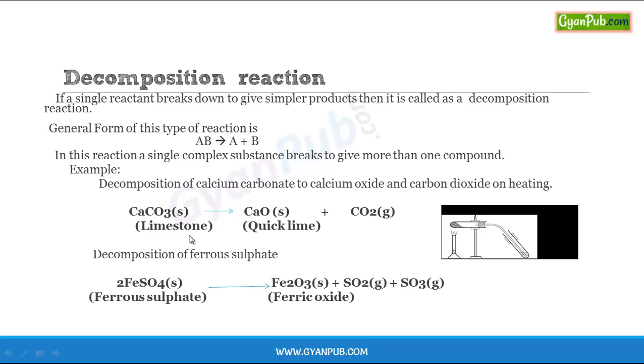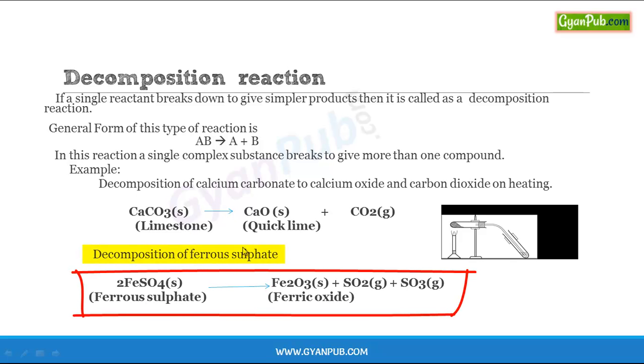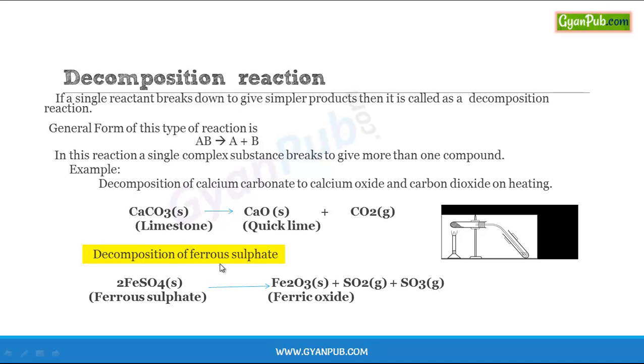Another example is decomposition of ferrous sulfate. Decomposition of ferrous sulfate gives rise to ferric oxide, sulfur dioxide and sulfur trioxide. So here one single substance is converting to three different products. So this is an example for a decomposition reaction.